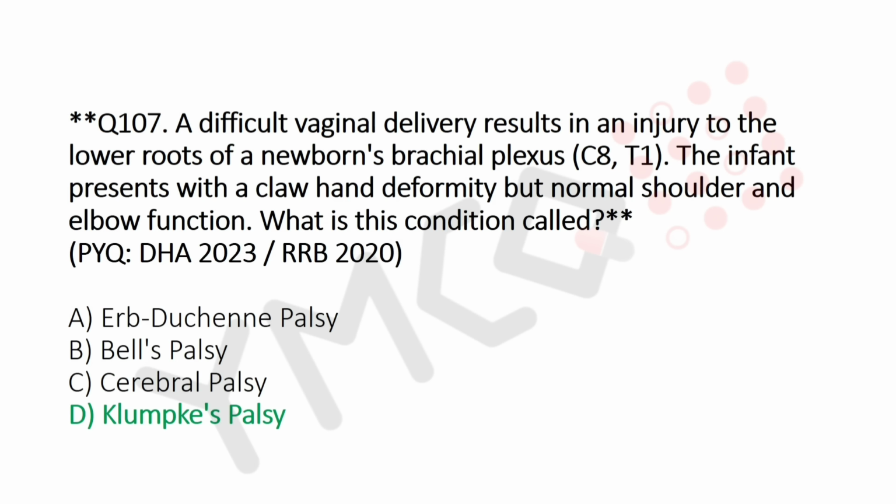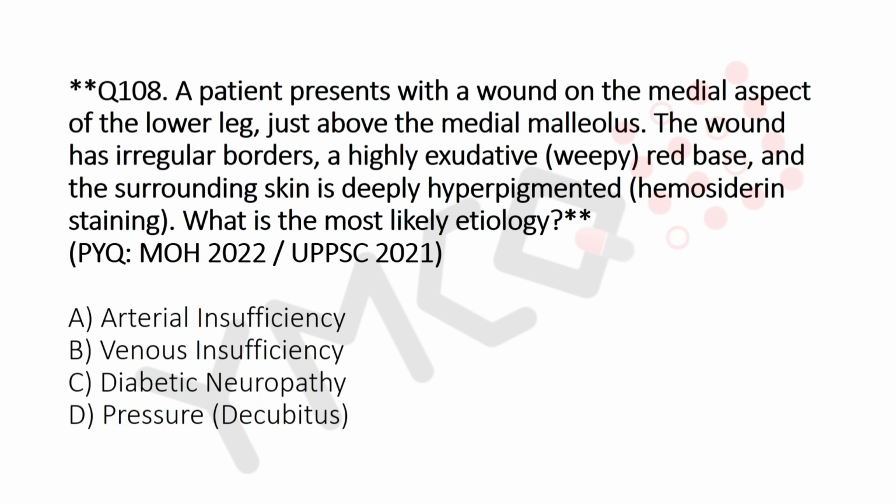Okay. Now let's move to question number 108. A patient presents with a wound on the medial aspect of the lower leg, just above the medial malleolus. The wound has irregular borders, a highly exudative red base, and the surrounding skin is deeply hyperpigmented. What is the most likely etiology? Option A, arterial insufficiency. Option B, venous insufficiency. Option C, diabetic neuropathy. Option D, pressure.